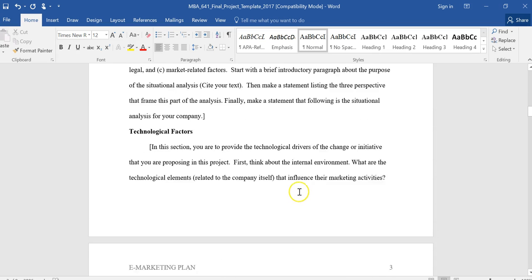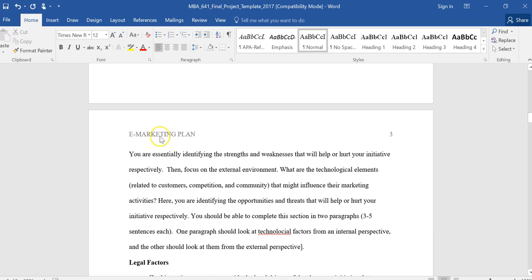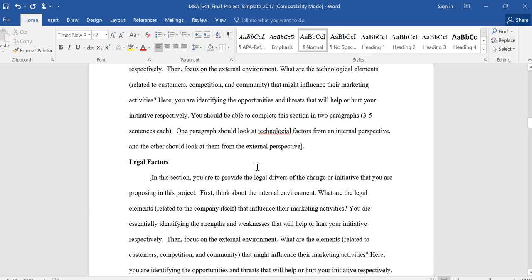So the way I envision this is you'll have a paragraph for internal and you'll have a paragraph for external. And you can just start it with a sentence, technological factors. You could say, internal technological factors include X, Y, and Z. X is a phenomenon where blah, blah, blah, blah. I got confused there. X is, Y is, and Z is. And then you should be done. Then you move to external factors and do the same thing.